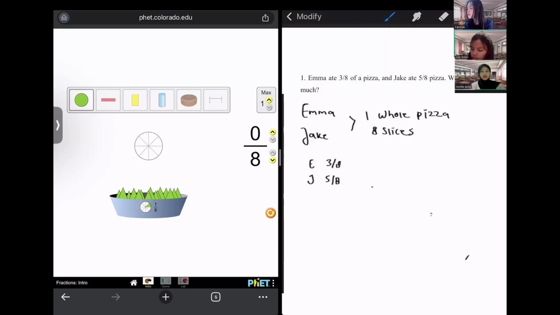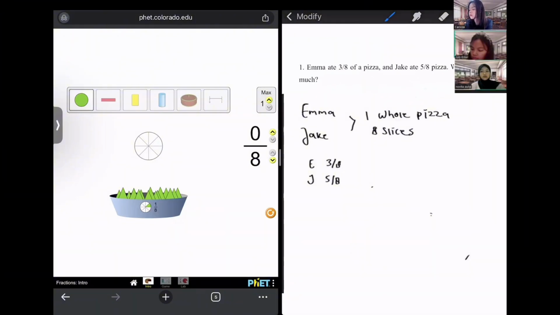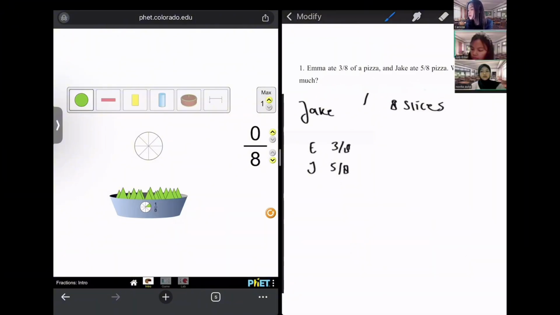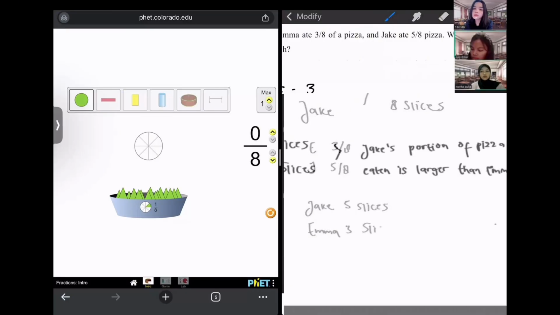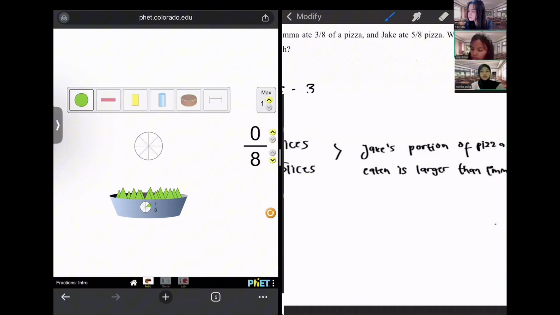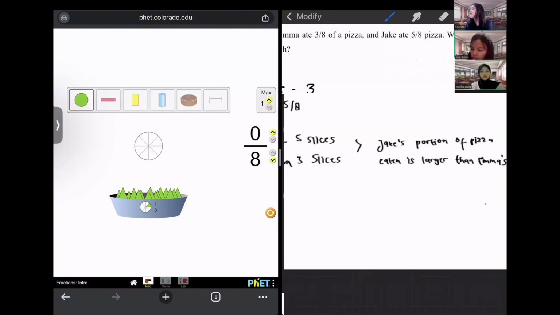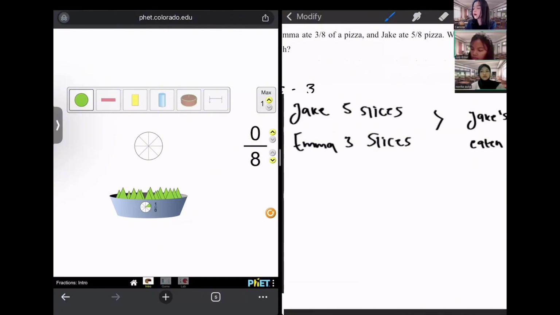So the question is, who ate more pizza and by how much? We see that Emma ate 3 slices, which means 3/8. And then we have Jake's portion. He ate 5 slices, with a fractional form of 5/8. So who ate more pizza? We subtract 5, which is Jake's portion, minus Emma's portion, 3. So that equals 2 slices. So that means Jake's portion is larger. Why? Because he ate 2 more slices of pizza.